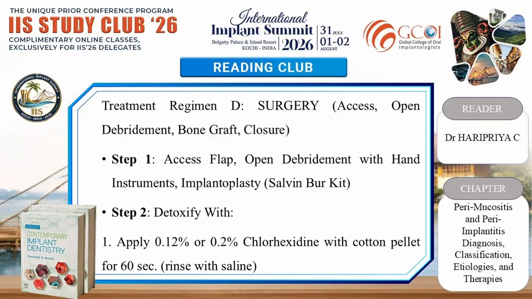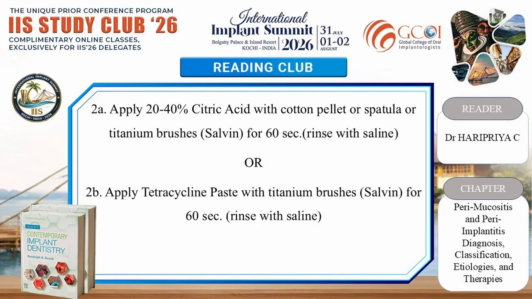Treatment regimen D, surgery. Assess open debridement, bone graft and closure. Step 1: assess flap, open debridement with hand instrument, implantoplasty. Step 2: detoxify. Apply 0.12% or 0.2% chlorhexidine with cotton pellet for 60 seconds and rinse with saline. Apply 20 to 40% citric acid with cotton pellet or spatula or titanium brushes for 60 seconds and rinse with saline, or apply tetracycline paste with titanium brushes for 60 seconds.